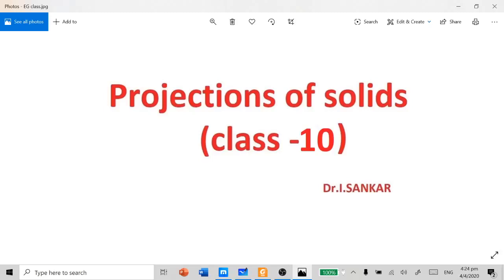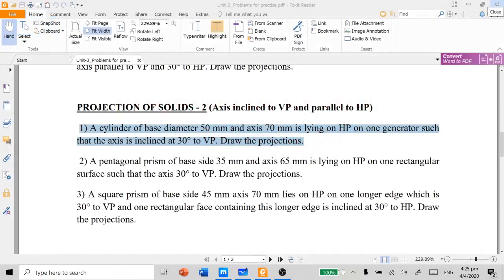Students, in this video lecture we are going to learn how to draw the solid's front and top views when the solid is resting on HP and its axis inclined to VP and parallel to HP. So in our problem set, this is coming under chapter 2 in projection of solids, axis inclined to VP and parallel to HP.